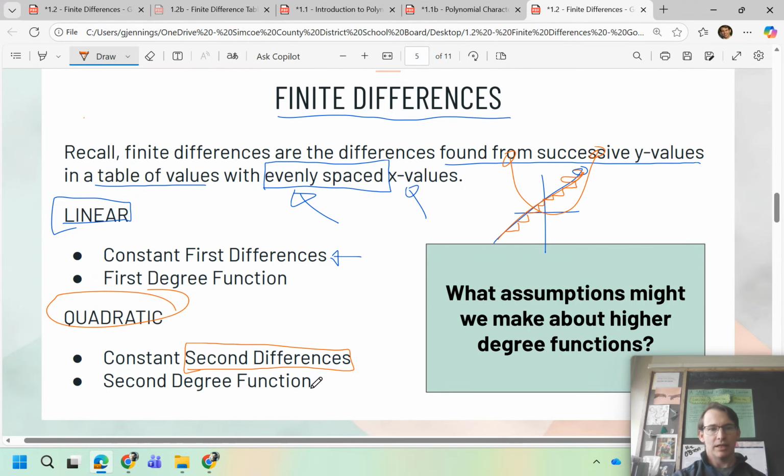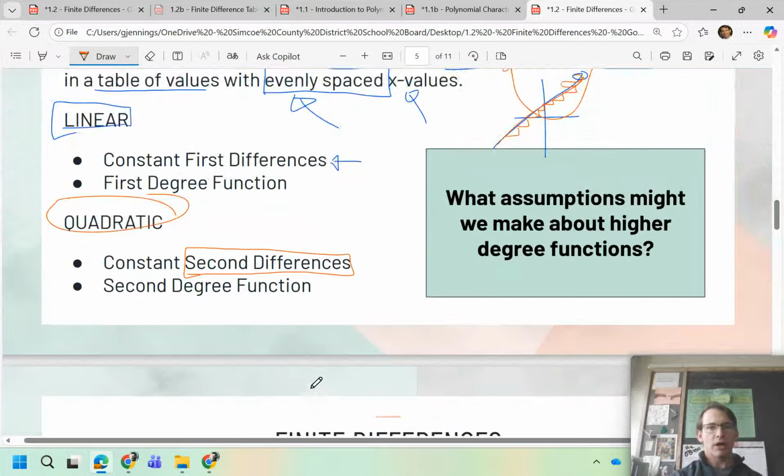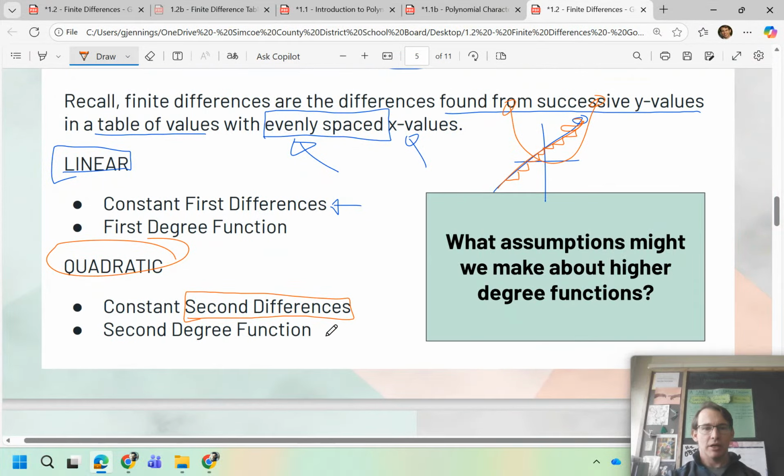Okay, let's keep going. Oh wait, this is good. Quadratics are second degree. Linears are first degree. What assumptions could we make about higher degree functions and where their differences become constant? Whatever their exponent is. Yeah, so if we had a quintic, let's say, an x to the 5, where would you expect to find constant differences?